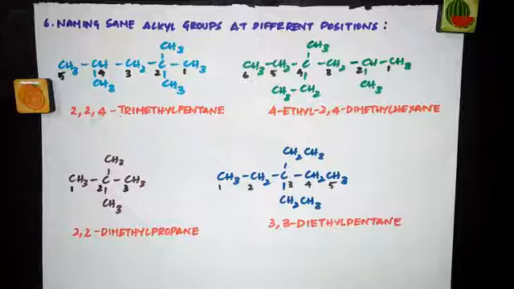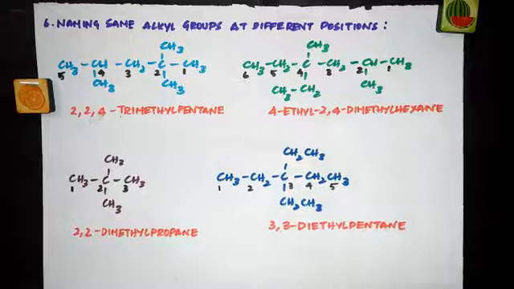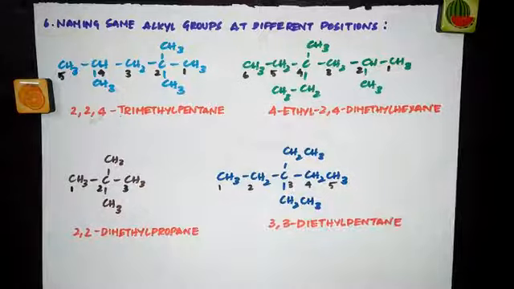So remember, when the same alkyl group occurs more than once on the parent chain at different positions, the positional number of each alkyl group should be mentioned, and the prefixes like di, tri, tetra should be attached to the name of the alkyl group. And one more thing you have to remember, the prefixes di, tri and tetra are not considered while deciding the alphabetical order of the alkyl groups.